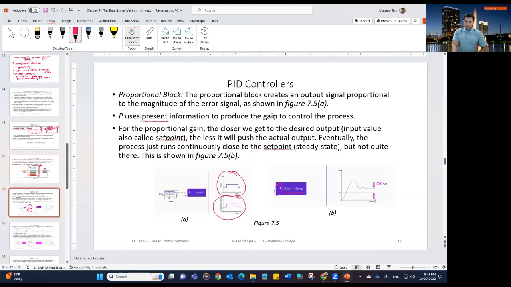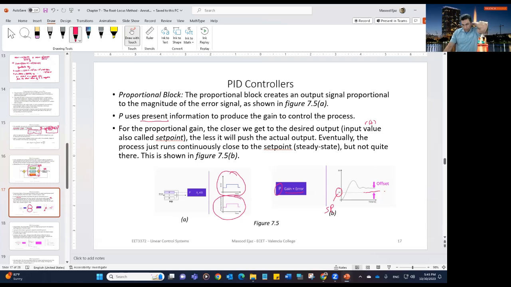For the proportional gain, the closer we get to the desired output. So this is your desired output right here, and this is your actual output. The input value, also called the desired output, which is basically your input value, R. It's also called the set point, which you can see over here, SP. It's hard to see over here, but this is SP, which is set point, which is also the same as the input value.